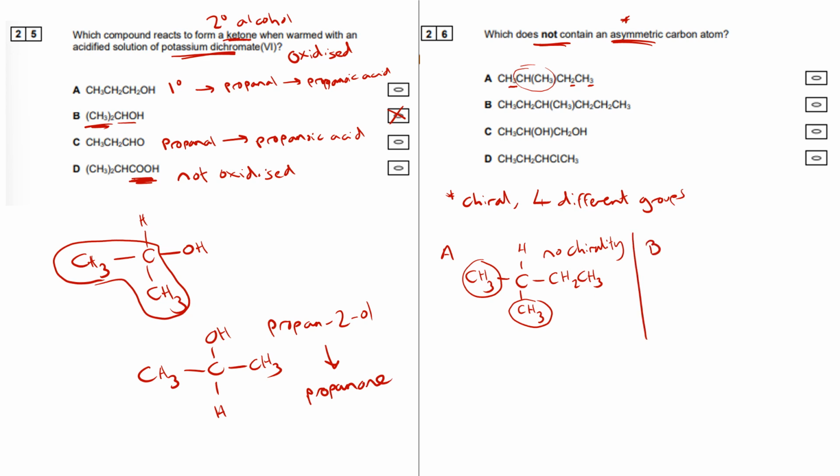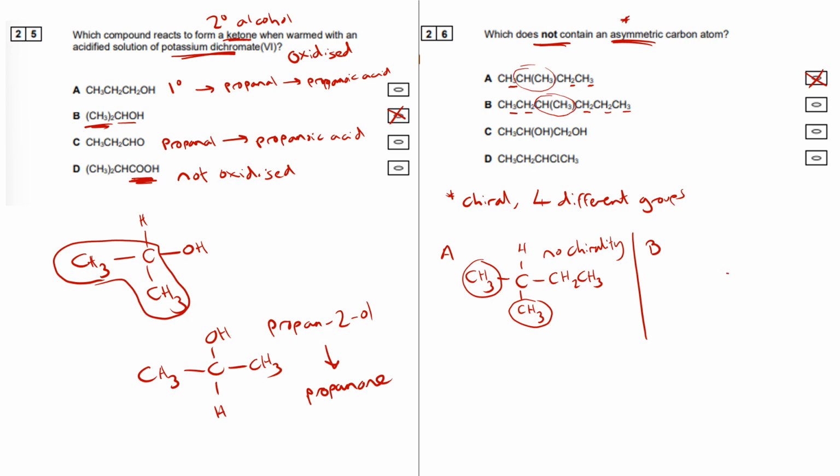So A is the correct answer. That's the only one with no chiral carbon. I'll just go through B to D to eliminate those answers as well. So again, it can't be any of the ones with the CH2s or the CH3s. So B, the only one that may be chiral is this one here.